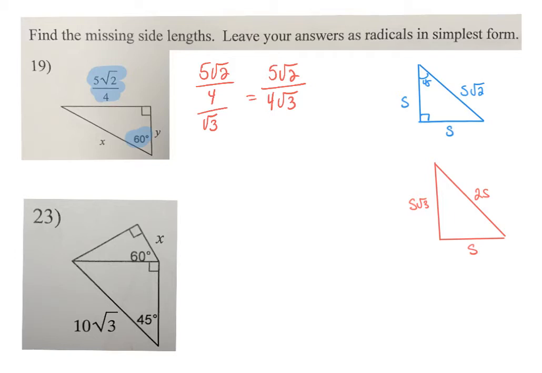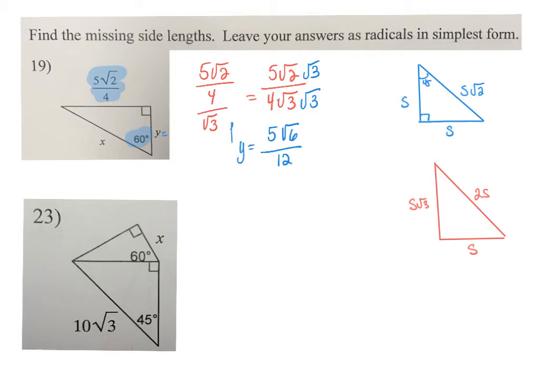I don't leave it like this. I'm going to rationalize it. Square root of 3, square root of 3, right? So on the top, I have 5 square root of 6. And on the bottom, I have 4 times 3. So I have 5 square root of 6 over 12. That is my short side here.